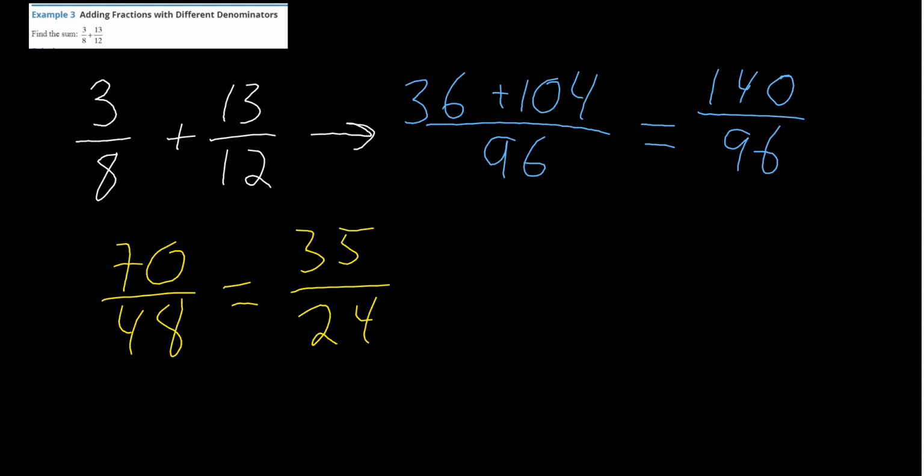What I did was I did 3 times 12 to get 36, and then I did 8 times 13 to get 104, and then I did 8 times 12 to get 96. Then I did the arithmetic here, and I got 140 over 96, and then I just reduced it from there to get 35 over 24.